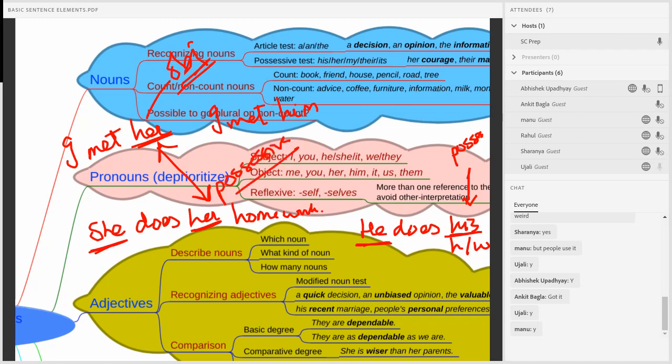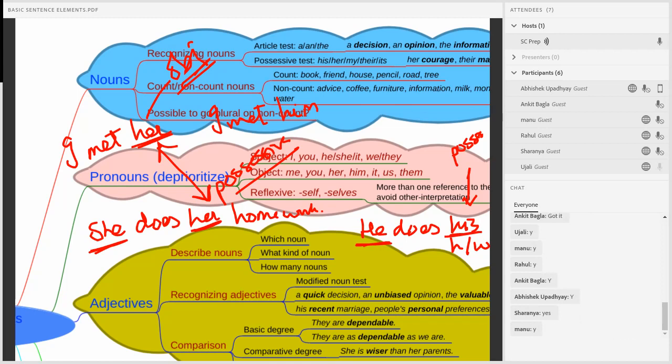Now, I'm not sure how important this is at this point, but just a quick check. Are we okay with this? What we just discussed? Subject, object, possessive form? Otherwise, of course, I'll explain it in more detail. Okay, I've got a couple of yeses. People seem to be comfortable. Good, good, good. All right.